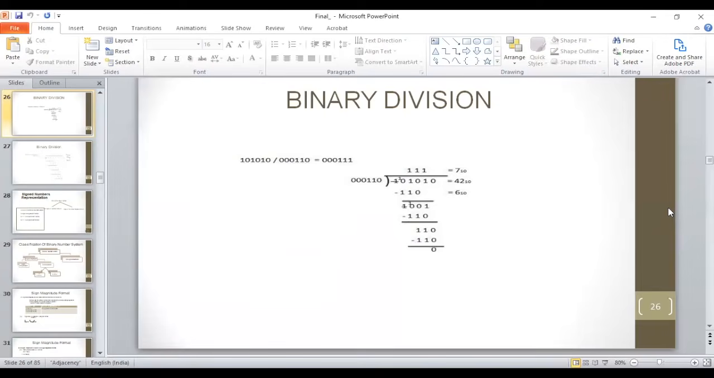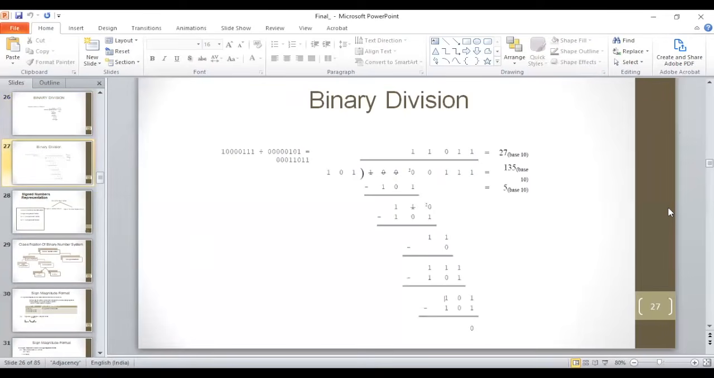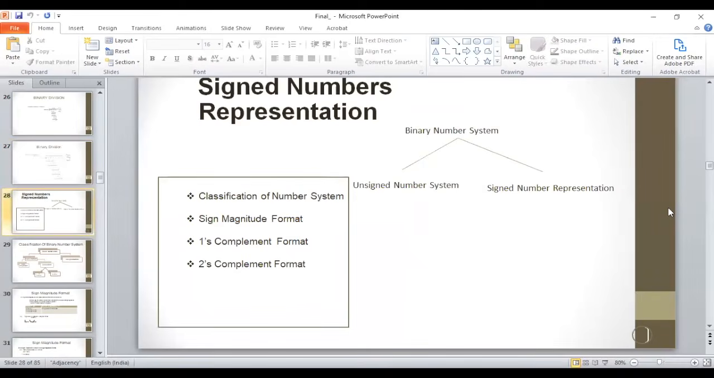I hope I made it very clear. You understood? This is one of the examples. Do it yourself, try it, and get it done. So this is all we discussed. Now we are going one step ahead. Now we are going to talk about signed number representation.